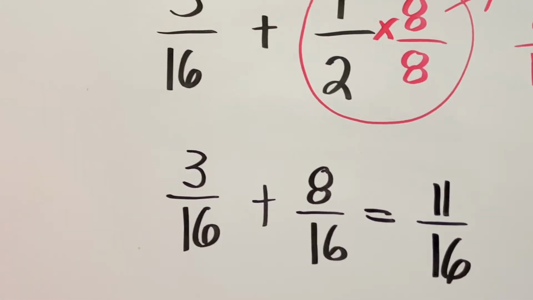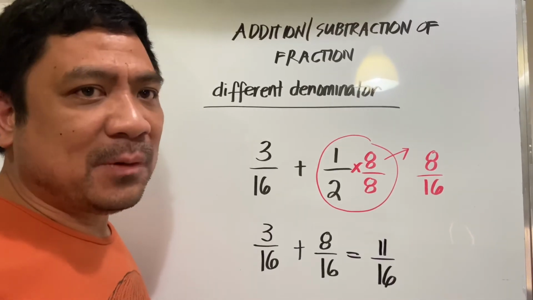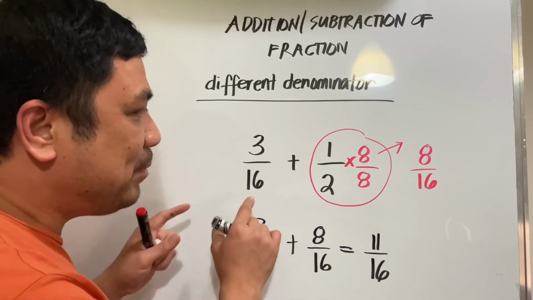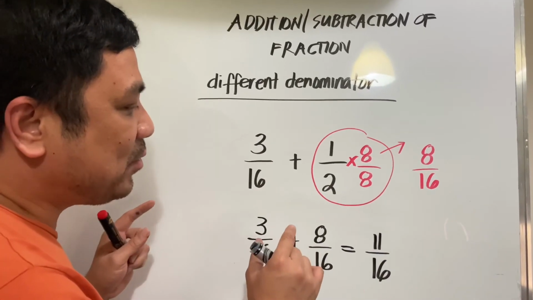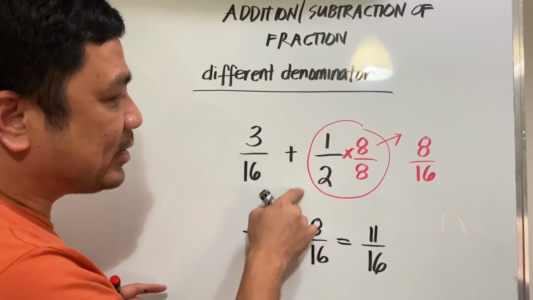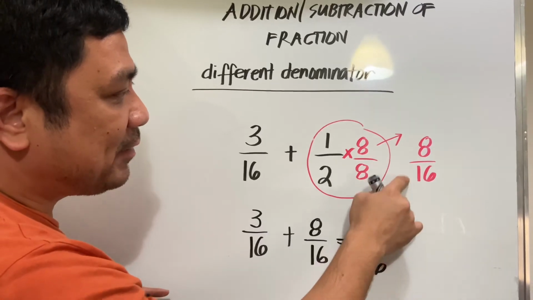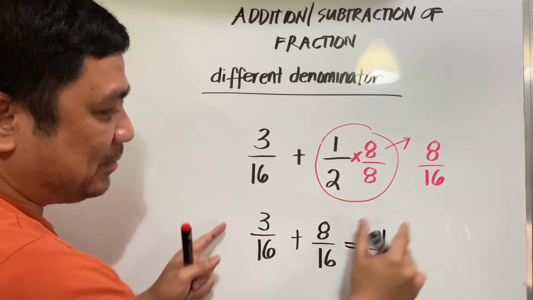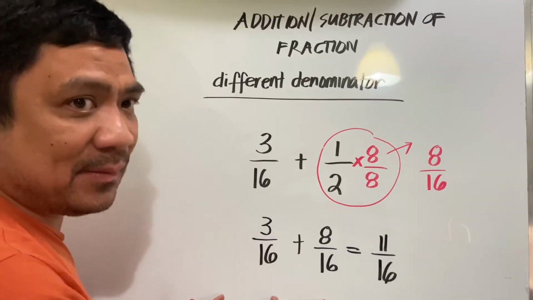If getting the least common multiple is very inconvenient for you, what you just have to do is find ways to make their denominators equal. Just like what we did here, 1/2 we made it 8 over 16 in such a way that they will have the same denominator. It's easier to add if they have the same denominator.